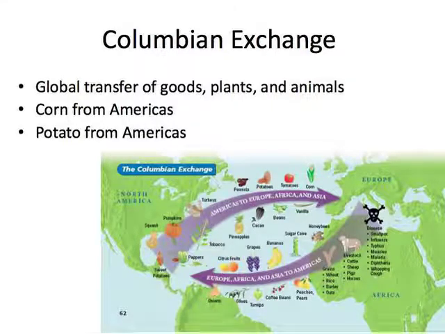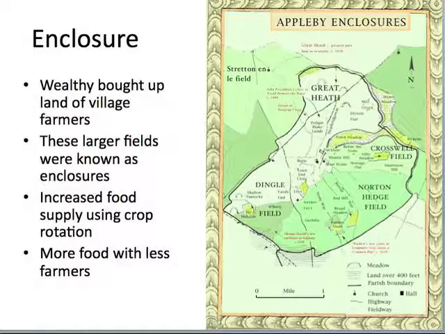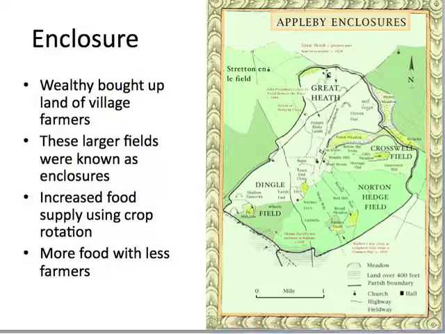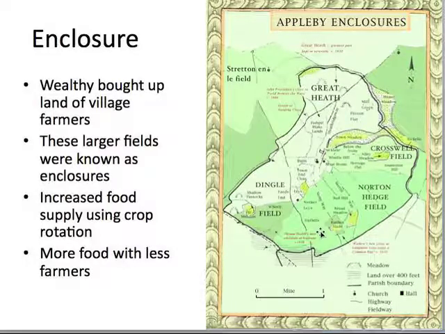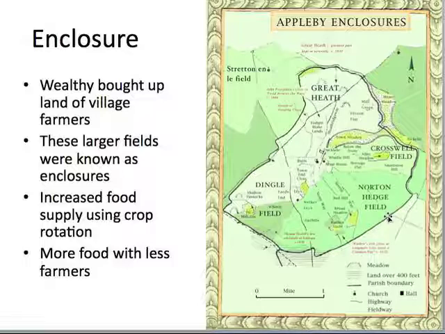So, add to the Columbian Exchange, add to the agricultural revolution, wealthy farmers begin to buy up all the land. Now, it used to be the villages used to share the land. So what they do, and here's a picture of some guy who's enclosing the land, they enclose the land into big fields, these huge fields. There's no more three-field system. It was one huge field.